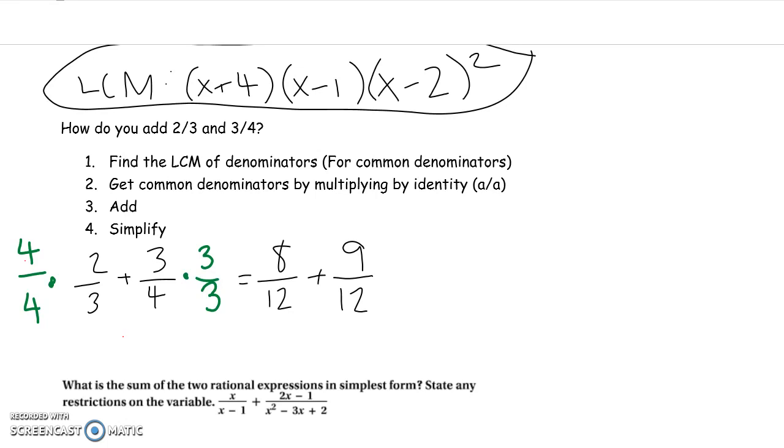Step 3 says our next step is to add. So we add straight across the top. 9 plus 8 is 17, and the denominator stays the same. If you can simplify any further, that's the last step. But for this problem, we are done.